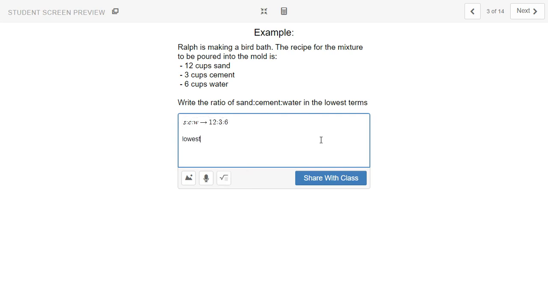Now, if I wanted it in lowest terms, I know that 3 goes into all of them. So I have 4 to 1 to 2. These are called equivalent ratios. Similar to equivalent fractions, we're doing exactly the same thing.